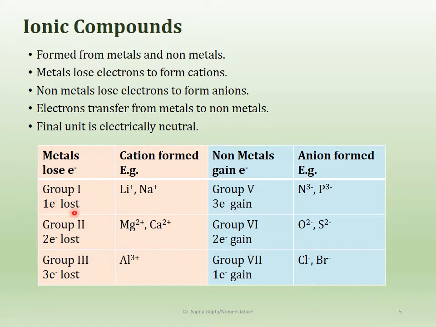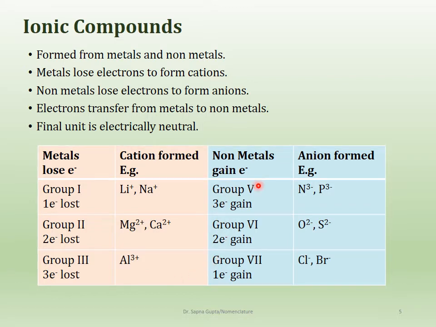Okay, so group number 1 will always lose 1 electron. Whether you have lithium, sodium, potassium, whatever it is, it will lose only 1 electron. It will form these kinds of ions. This is called a lithium ion, a sodium ion. Nothing too glamorous here. Group number 2 will lose 2 electrons and form the magnesium ion, calcium ion, and so on and so forth. Group number 3 loses 3 electrons and forms aluminum ions and so on.